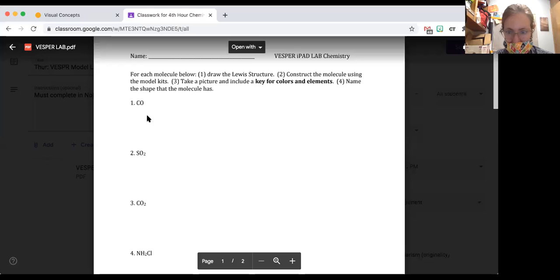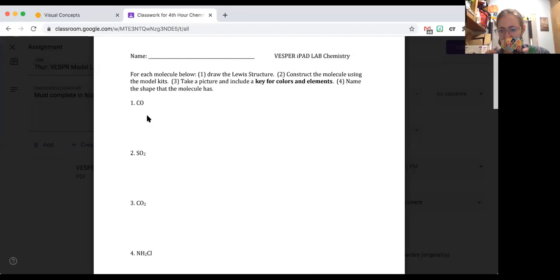And then construct it using the model kit. Oh, I just dropped a ball. Using the model kit I gave you. And that's why I say use a key. You need to make a key for the colors and elements. So if black is carbon, then you just do like a black dot equals carbon. Or if yellow is hydrogen, a yellow dot equals hydrogen. And then you're going to name the shape. Is it linear? Is it bent?